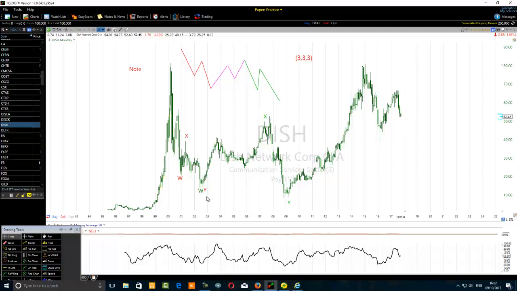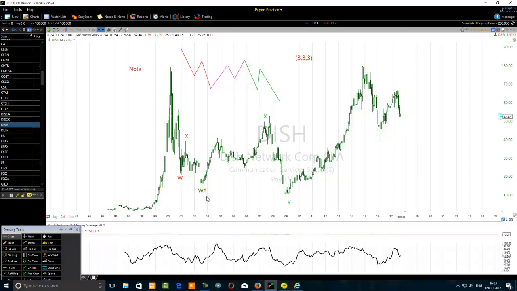So what is happening? There's another name for the WXY. It's called double three. So when we are talking about double three, if you do not want to forget this forever, it means that we are talking about two corrective waves that are connected by an X wave. Have I managed to explain that?